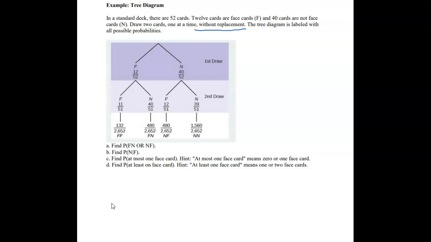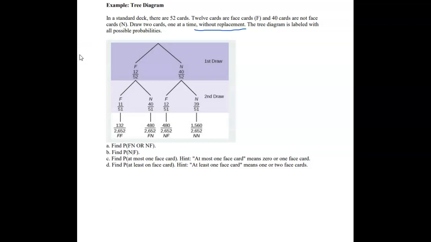Out of the 52 cards, there's 12 out of 52 that are face cards, so that's the probability of picking a face card. There are 40 out of 52 non-face cards, so that gives the probability of picking a not-a-face card, right? Now, I'm not going to replace the card that I pick, okay?